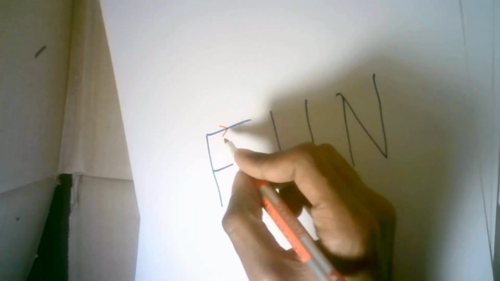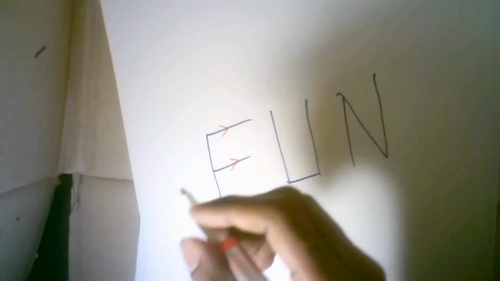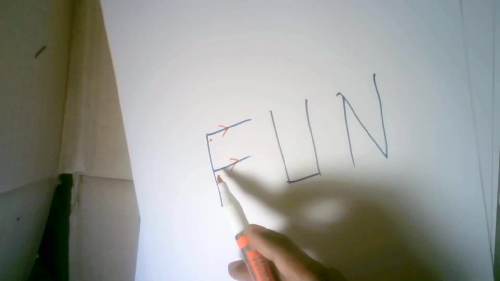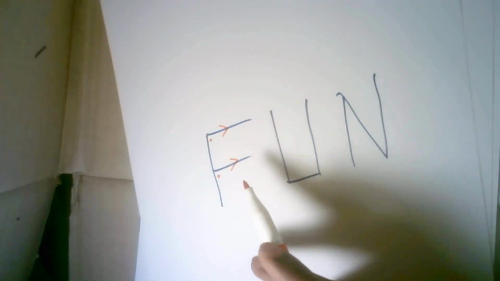So let's say this line is parallel to this line. Corresponding angles are equal to each other if the lines are parallel. If the transversal cuts parallel lines, then the corresponding angles are equal. Corresponding angles mean that they correspond. They lie on the same side of the transversal and the same side of the line. So you can see that this dot lies to the right of the transversal and below the line, and this dot lies on the right of the transversal and also below the line.